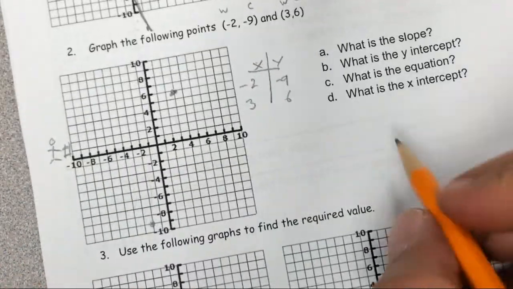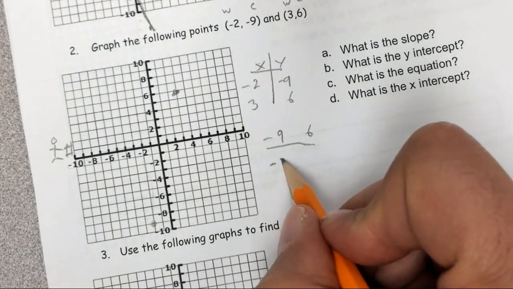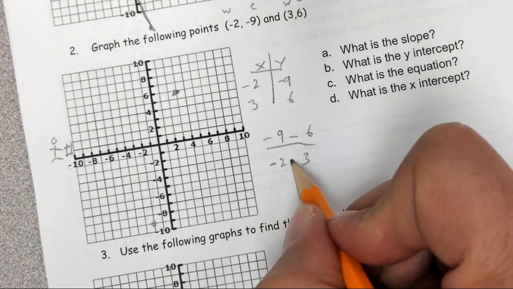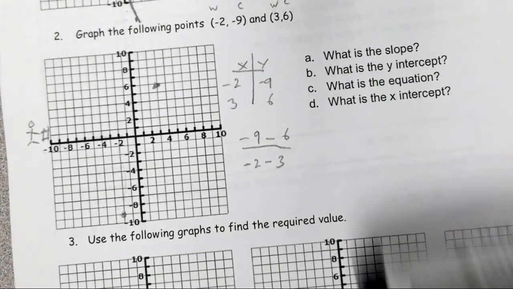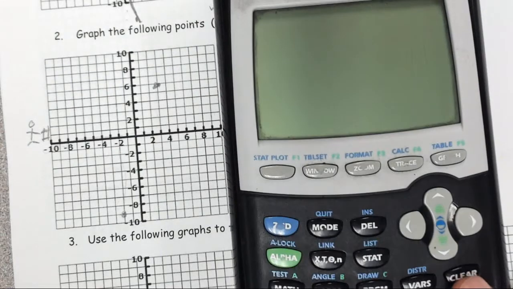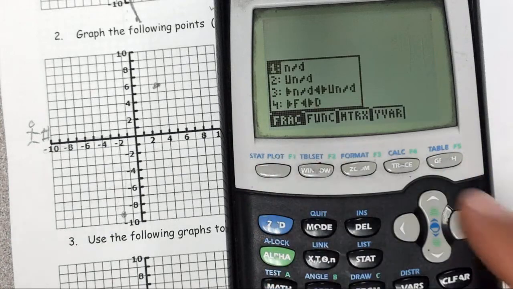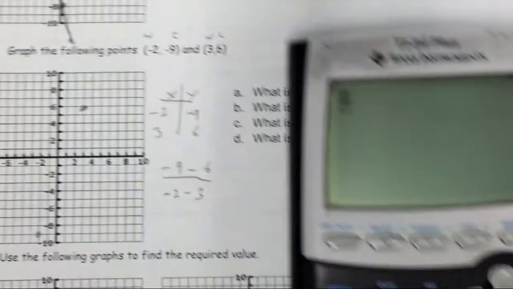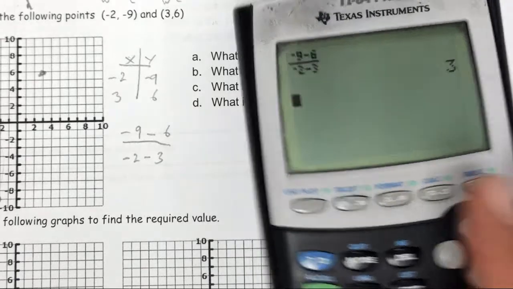When it falls down this way, the top numbers will be -9 and 6. The bottom numbers will be -2 and 3. Just put a minus sign between them. Then the trick in the calculator is super easy. When you press alpha y equal to enter, it gives you an empty fraction, and then you can pop these numbers in there: -9 subtract 6, over -2 subtract 3. That will give me +3.